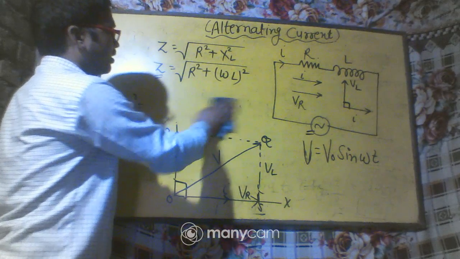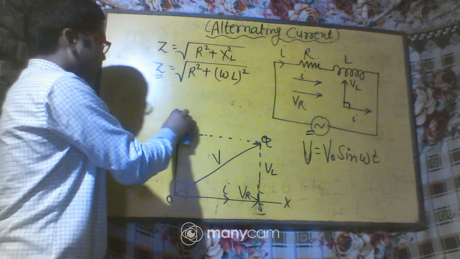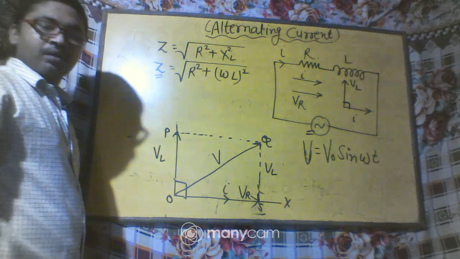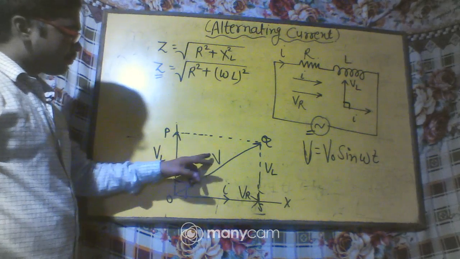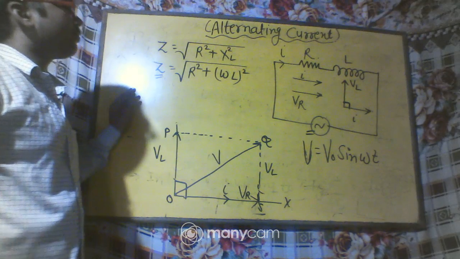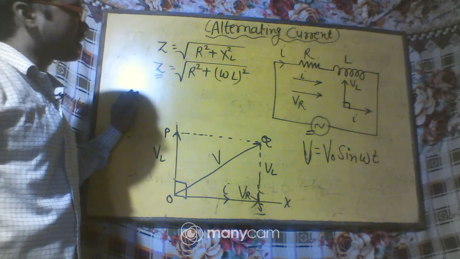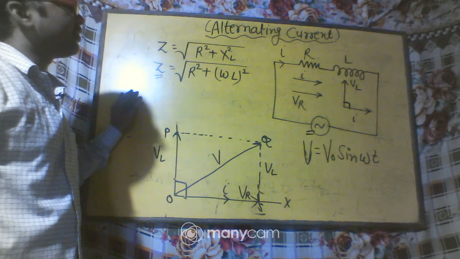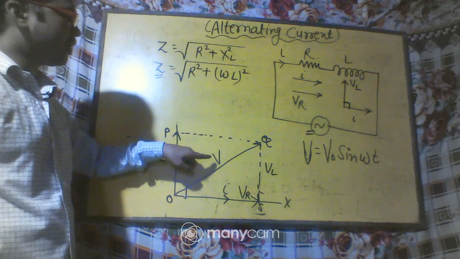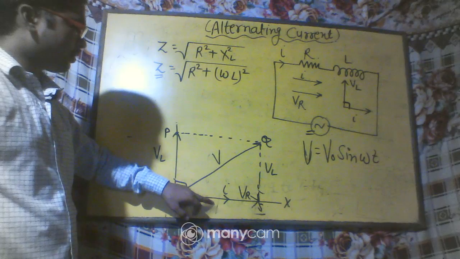So before finding the value of alternating current in this circuit, let us find out the phase angle between the effective voltage and the current. If someone asks what is the phase difference between the voltage and current in LR circuit, it means the question is what is the phase difference between resultant voltage and current.